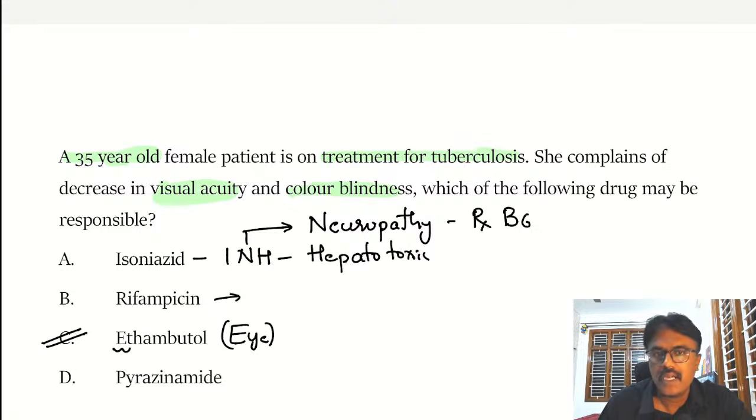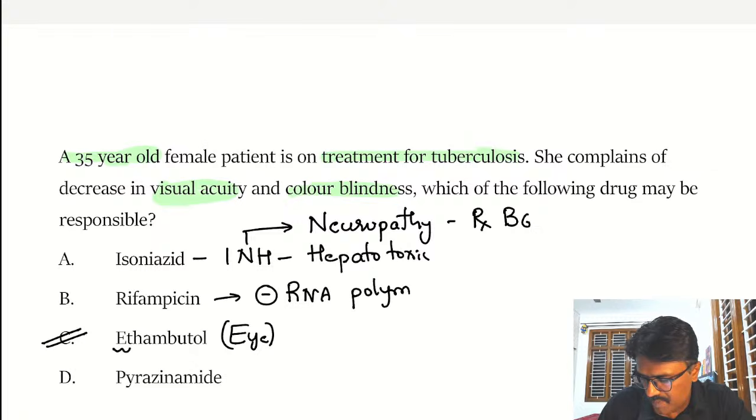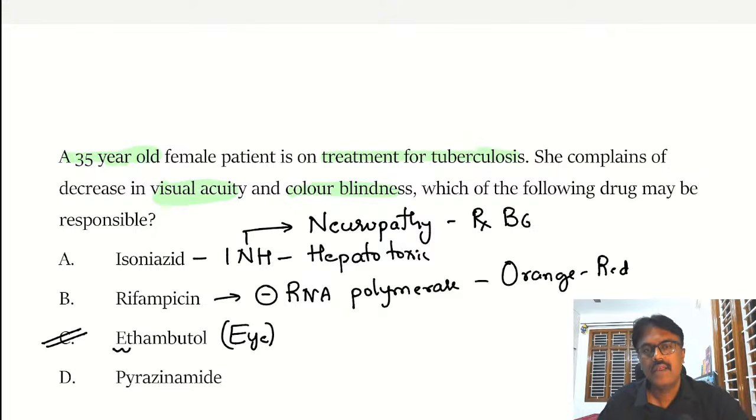Rifampicin starts with the R. So remember, it inhibits RNA polymerase. RNA polymerase, that is a mechanism. And the adverse effect also starts with R. It causes red color. So which red is it? It is called orange red discoloration of secretions. Not only secretions, urine will also become orange red.